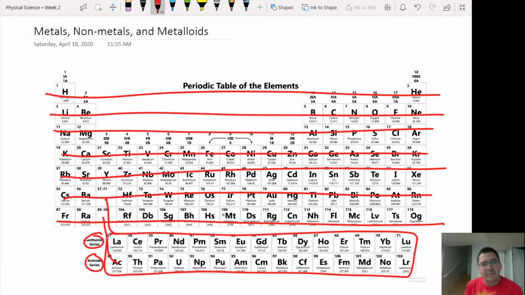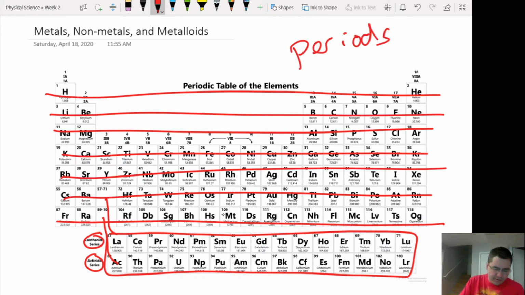We just saved space on our piece of paper by drawing them down below. They're also a little less common, and we don't deal with them very often. They're still important, but they're usually put down there just to save space. Okay, those are called periods.